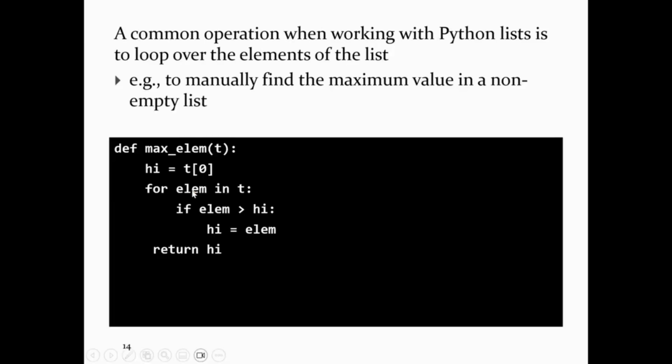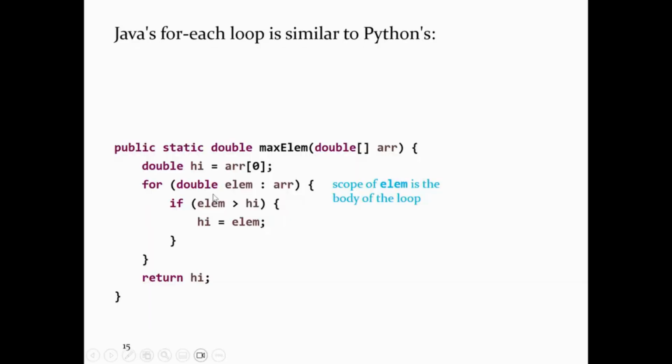And now instead of elem in t, right, you write elem colon ARR, and you have to say what is the type of the element. Right? So the element type is the same as the element type in the array, so the double goes here. Elem is just a variable name, so you can call this whatever you want. Instead of in, it's the colon, and then the name of the array in this case. Everything else now is the same except translating Python to Java. So if elem is greater than high, high is equal to elem, and then after the loop, return high.